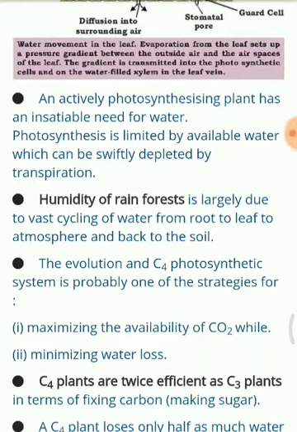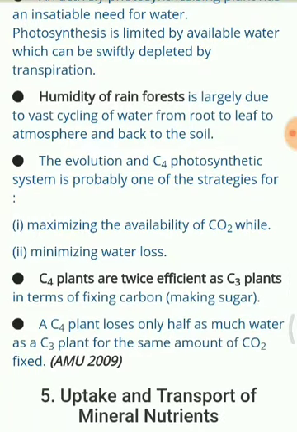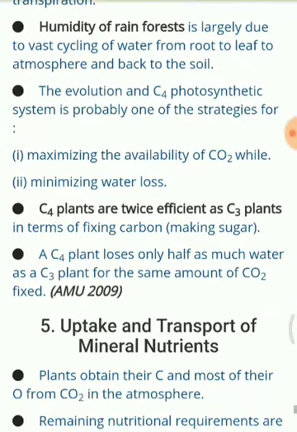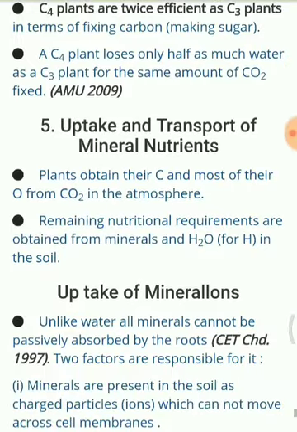Humidity of rainforest is largely due to vast cycling of water from root to leaf to atmosphere and back to soil. The evolution of C4 photosynthetic systems is probably one of the strategies maximizing the availability of CO2 while minimizing water loss. C4 plants are twice as efficient as C3 plants in terms of fixing carbon, making sugar. A C4 plant uses only half as much water as a C3 plant for the same amount of CO2 fixed. Uptake and transport of mineral nutrition.